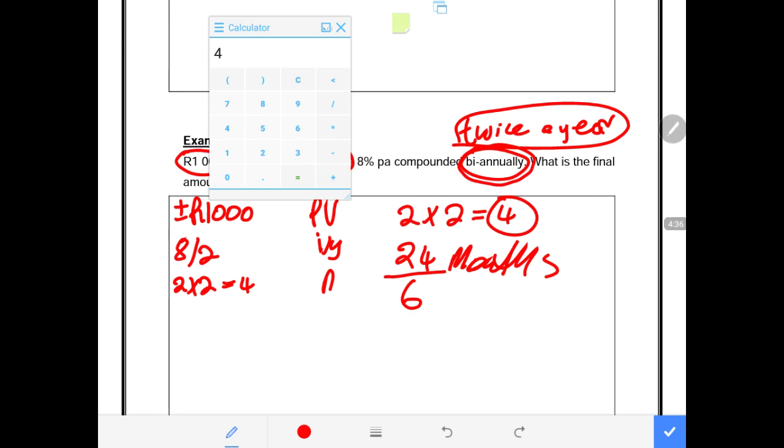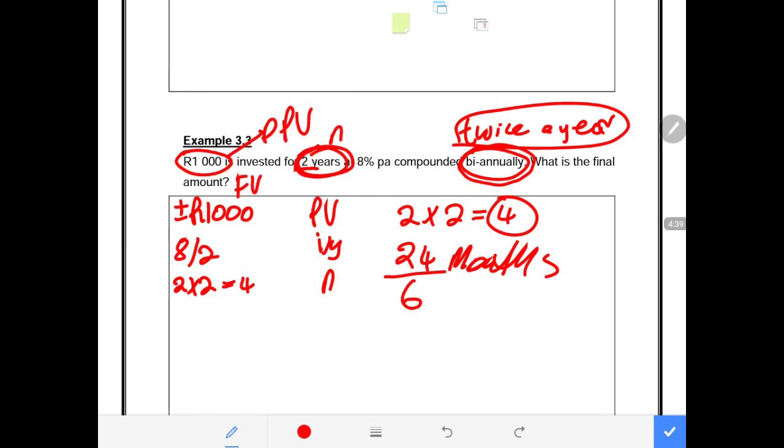So either way, whether you are dealing with the number of months or with years, you still get the same n of 4. If n is in years, which is 2, you multiply by the number of compounds in a year, which is 2, in order to get 4. But if your given n is 24, which is in months, you must divide by the number of months in a compound period, that means 6 months in this case. And I'll deal with this in example 3.6 and exercise 2.3, if I'm not mistaken.